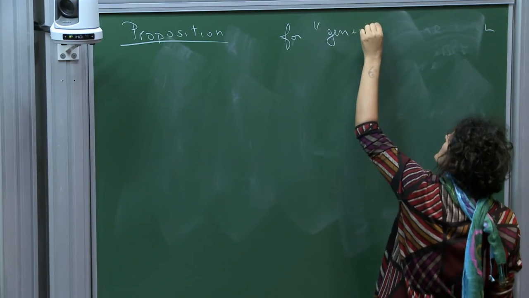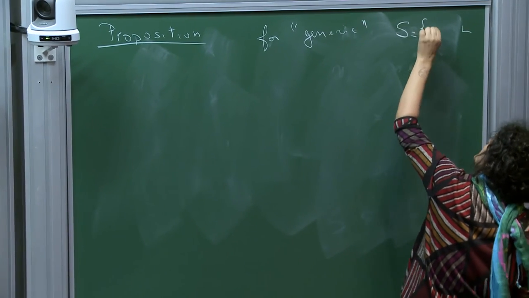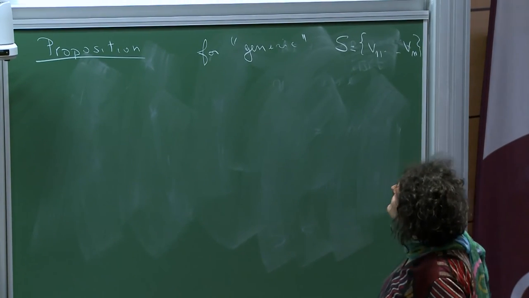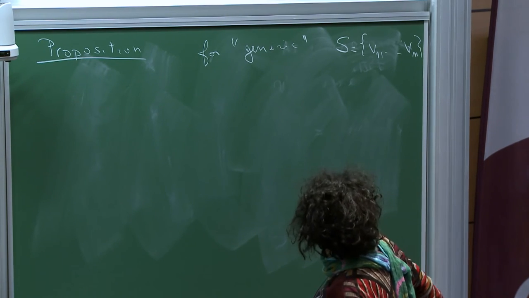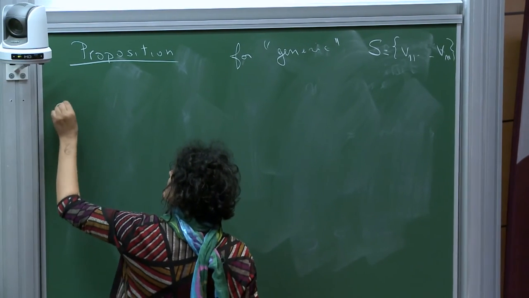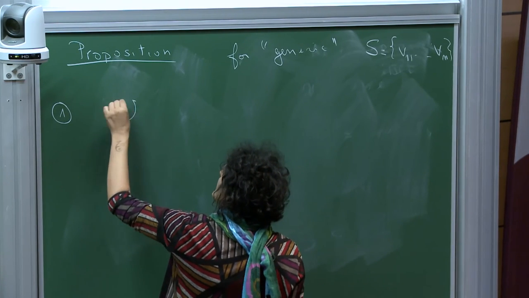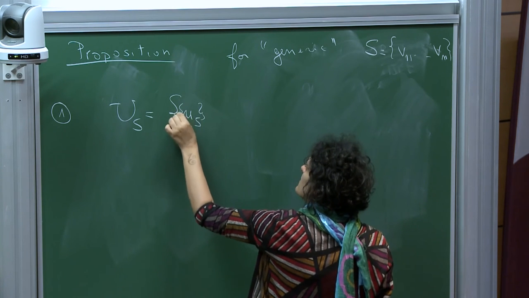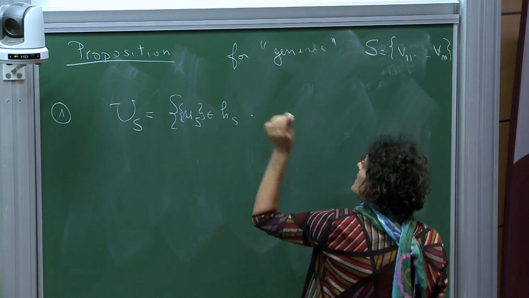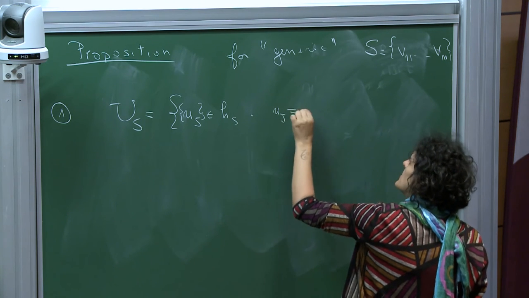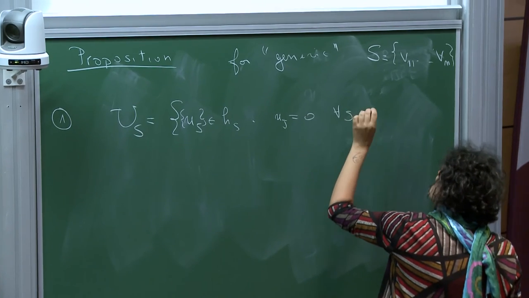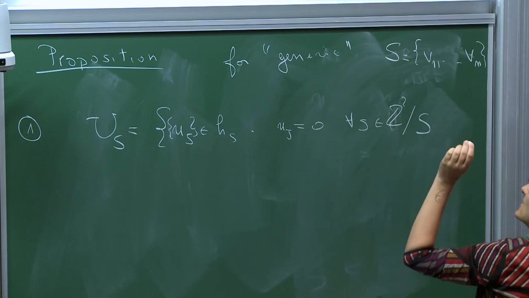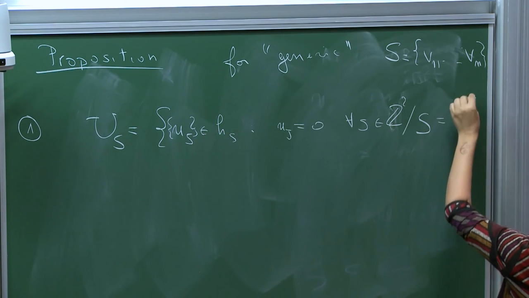For generic S, which I remind you is a set v1 up to vn, which I wisely just erased, but okay, for generic S, the following holds. So one, if you take this finite dimensional subspace, so you have your sequence of uj in Hs, and uj is equal to 0 for all j which is in S, is in Z2 minus S, which is a set which I will call S complementary.